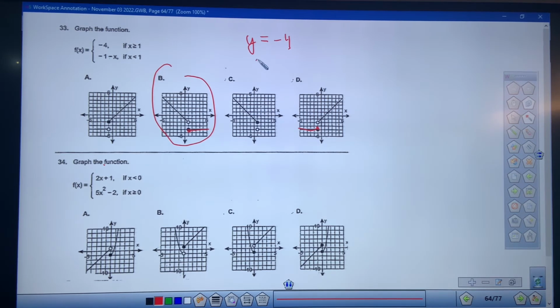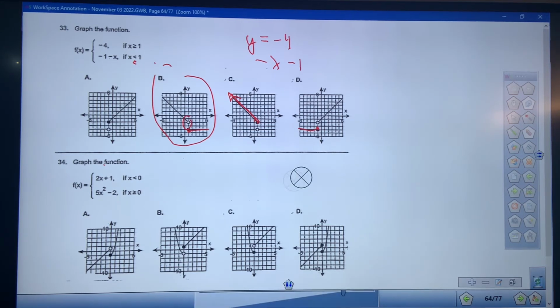And then this would be negative x minus 1. It would begin at negative 1, and then go down 1 over 1, but it would go in the other direction. And notice how the arrow points to the left. But it's an open circle because there's no line underneath of that. So it has to be choice B.